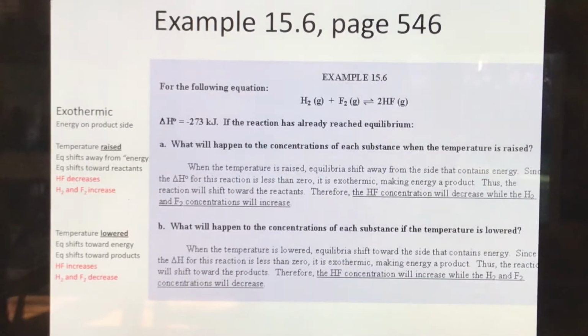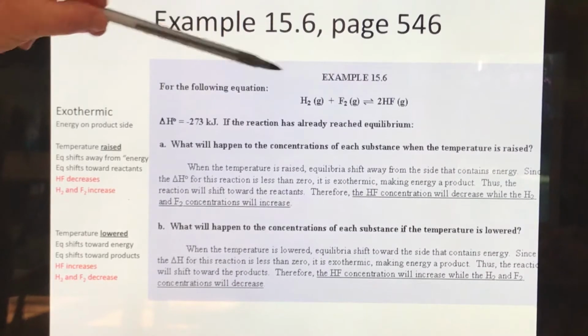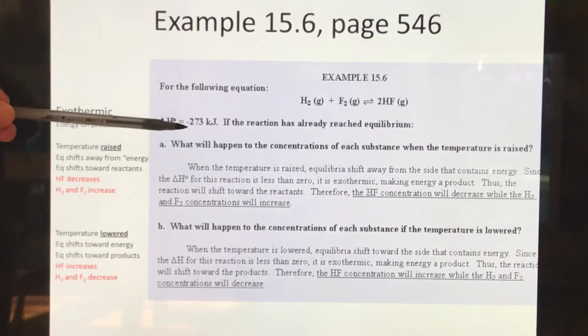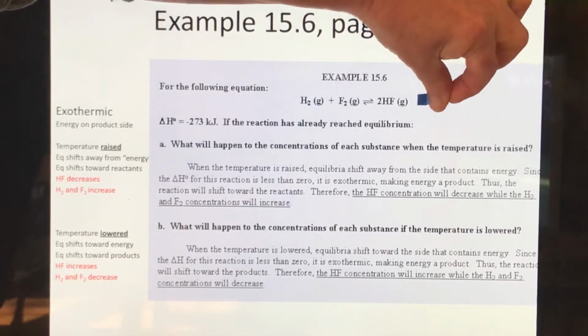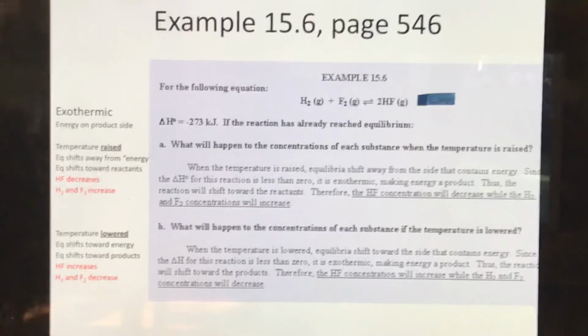So in light of those principles, we'll look at example 15.6. We have the combination of hydrogen and fluorine gas. We're given our delta H of negative 273 kilojoules. We know from this negative that this is an exothermic reaction, and that the energy would be considered a product on this side.